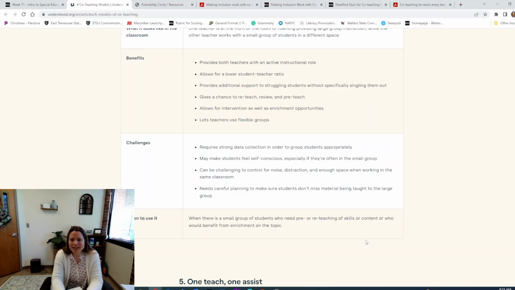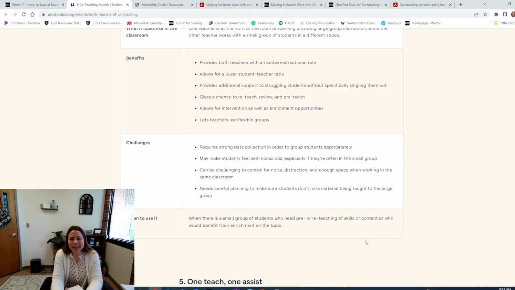Another thing is whether it's going to be too distracting or too noisy for that small group when the teacher is doing something over here. So you need to make sure that you have a lot of data collected, right? Thinking back to RTI, the tiered interventions, you have to have that data from them so you know which groups you need to pull for a small group.